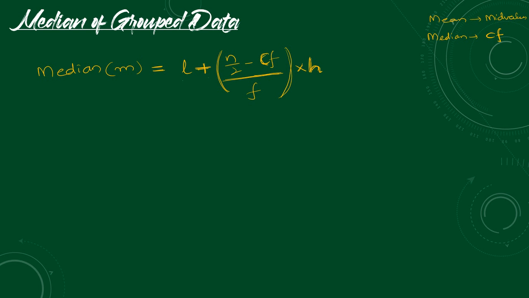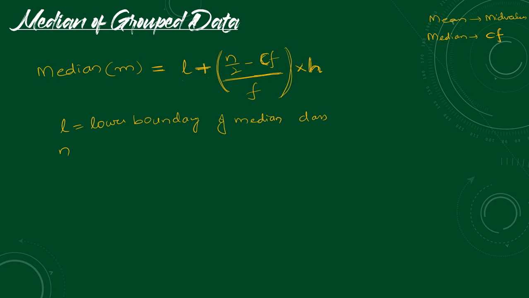And one more thing you need to remember is, since we are using L, L is nothing but the lower boundary of the median class. Since we are dealing with median, in the previous video we discussed mode, so that's why we talked about the modal class there. Here, since it is median, we talk about the median class. So L is the lower boundary of the median class, and based on that we are going to have all the terms, right?